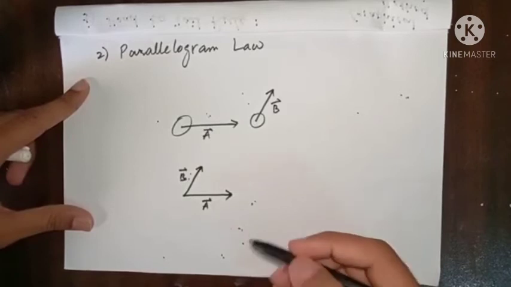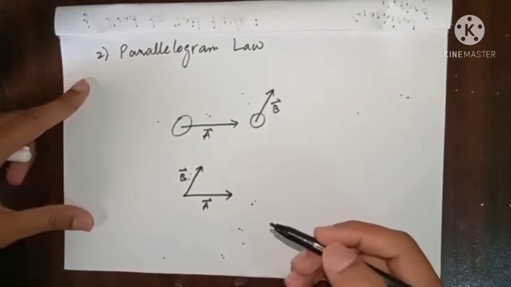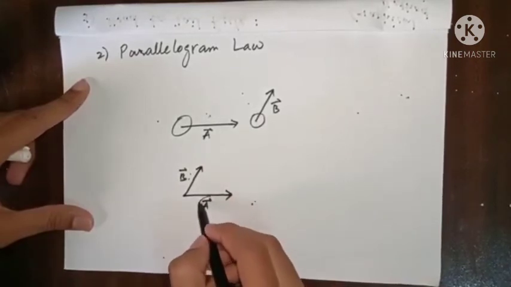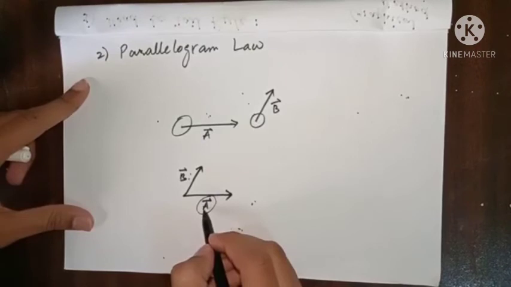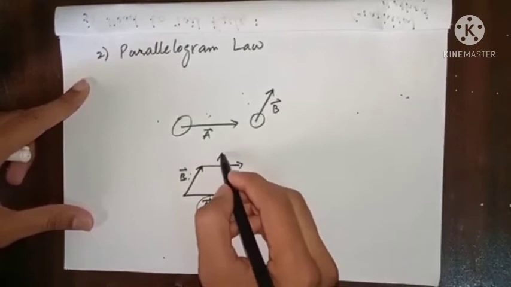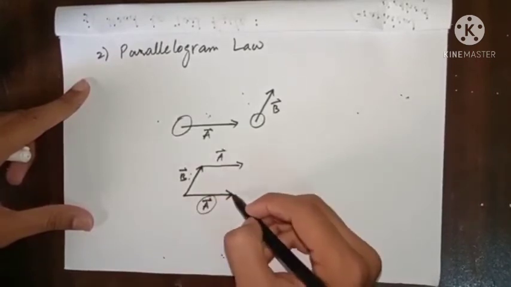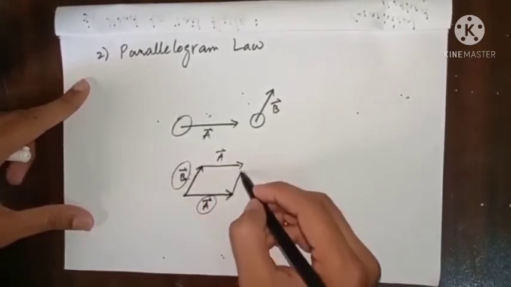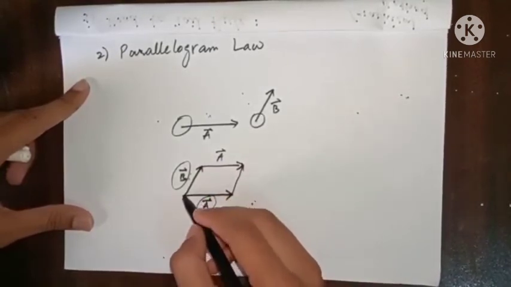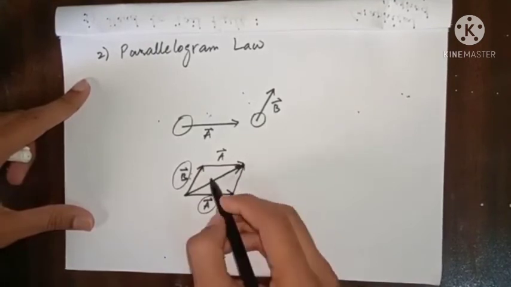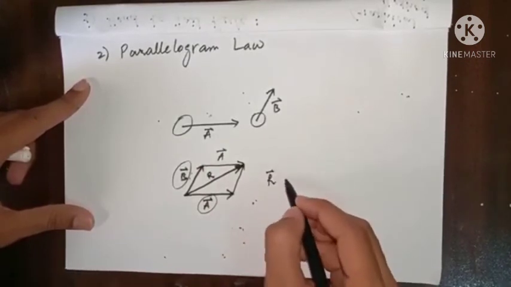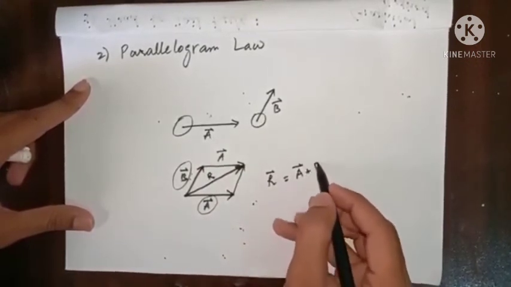Now, what parallelogram law states is, make a parallelogram. Draw a vector parallel to A here and a vector parallel to B here. Now the shape is a parallelogram, and the diagonal of the parallelogram will represent the resultant, that is A plus B.